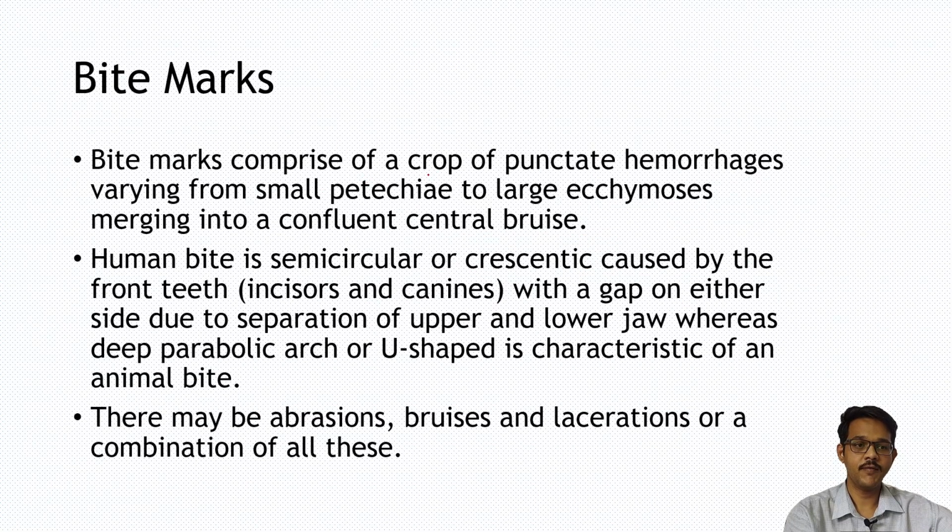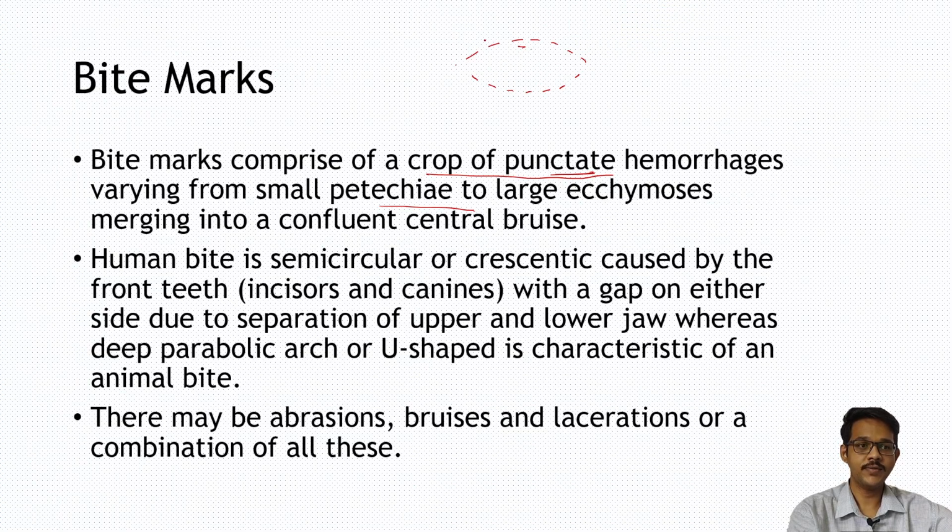Bite marks usually comprise a crop of punctate hemorrhages varying from small petechiae to large ecchymosis. So bite marks usually cause bruises, consisting of multiple bruises ranging from petechial hemorrhages to large ecchymosis. Human bites are usually semicircular or crescentic, caused by the front teeth, mainly the incisors and canines, with a gap on either side due to separation of the upper and lower jaws. Whereas animal bites are deep and parabolic.